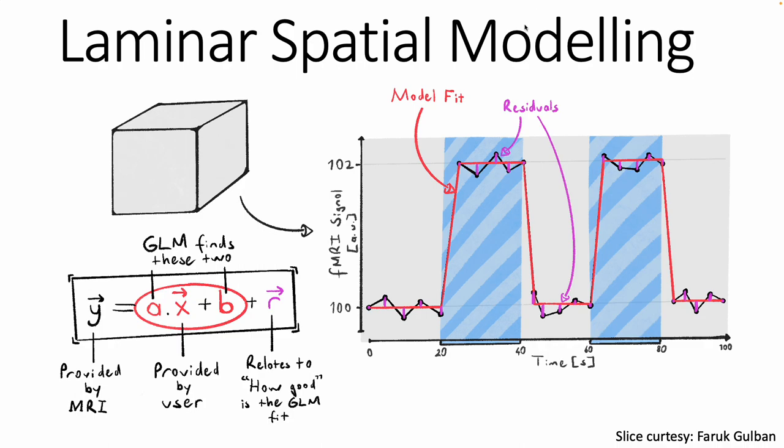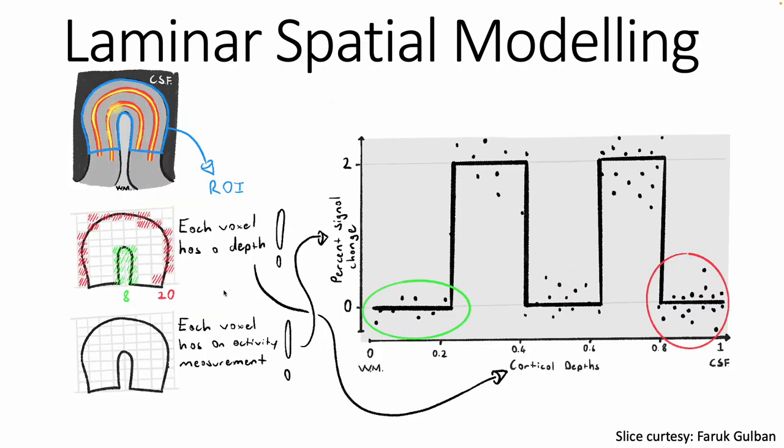So for example, for temporal statistics, we have our voxel time course on a regular grid. Each TR, we have a new sample. Then we have different task conditions, for example, rest and activity. We fit our model and get our beta scores in a GLM, for example. Now in layer fMRI, we are actually not that different. We are slightly different, though.